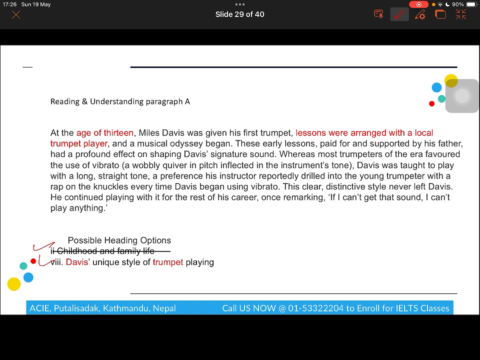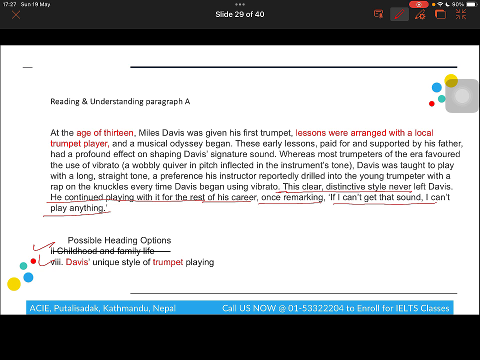At the age of 13, Miles Davis was given his first trumpet. Lessons were arranged with a local trumpet player, and a musical odyssey began. These early lessons, paid for and supported, had a profound effect on saving. Okay, now let us read from this: a clear, distinctive style never left Davis. He continued playing with it for the rest of his career, once remarking, "If I can't get that sound, I can't play anything."